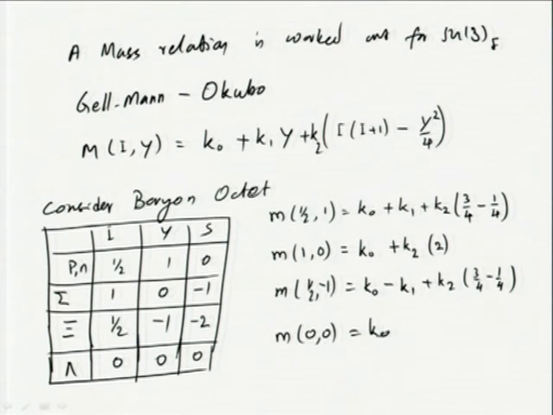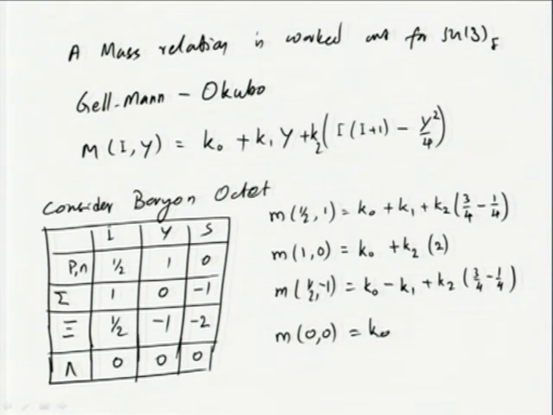So, you can see that if you know the mass experimentally of the lambda particle, then K0 is fixed. If you know the mass of sigma particles, then knowing K0, K2 is fixed, and the proton and neutron mass will fix K2. Then there is no more free parameter, and therefore, the mass of sigma particle should agree with the relation given here, where K0, K1 and K2 are determined from the masses of protons or neutrons, sigma and lambda.